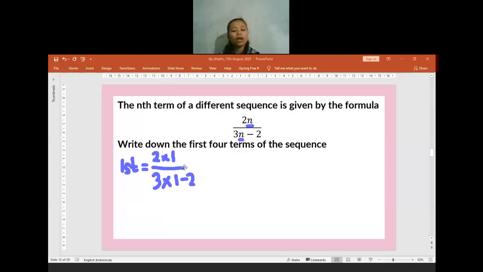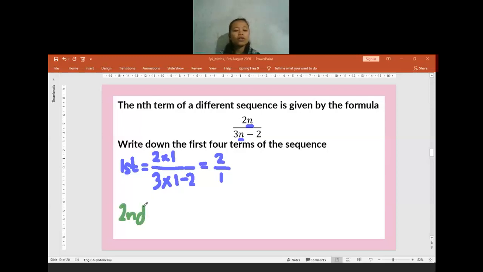Anyone can help me to simplify what the first term is? 2 times 1 is equal to how many? Hello? No one? Okay, 2. And then 3 times 1 is 3. 3 minus 2 is 1. So the first term you can write as 2, or you can keep it as a fraction, 2 over 1. Is there anyone having any question for the first term?